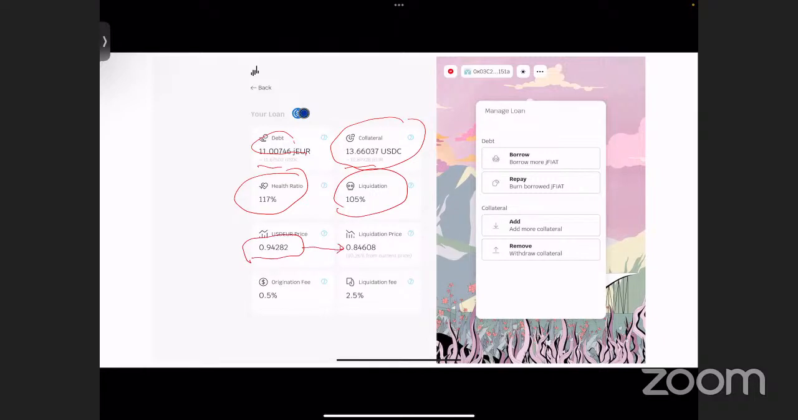And if the price falls to 0.84, so 10% from here, I will get liquidated. I have paid the origination fee of 0.5%. There is no interest. You just pay when you borrow, and that's all. And if I'm getting liquidated, I will have to pay a 2.5% fee.